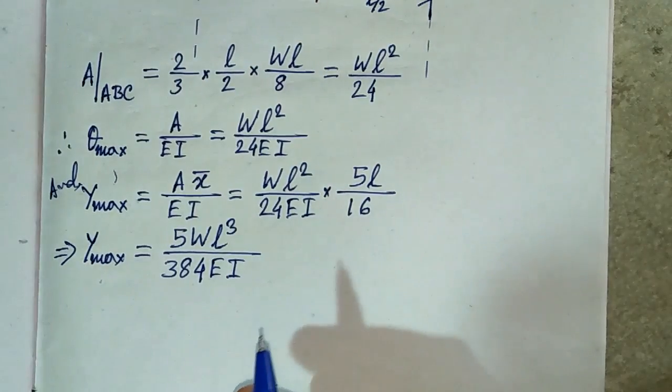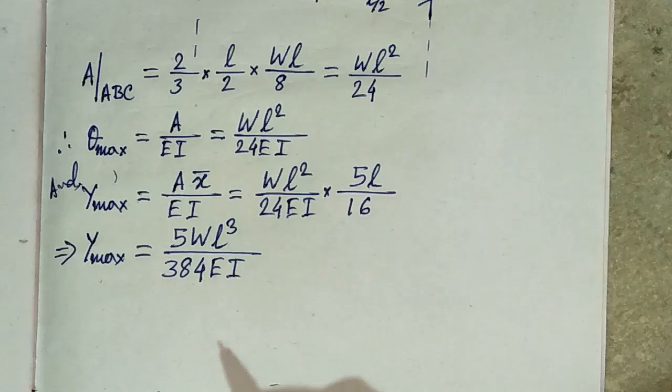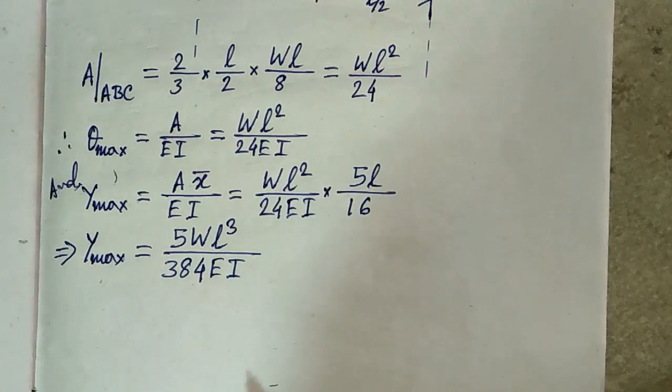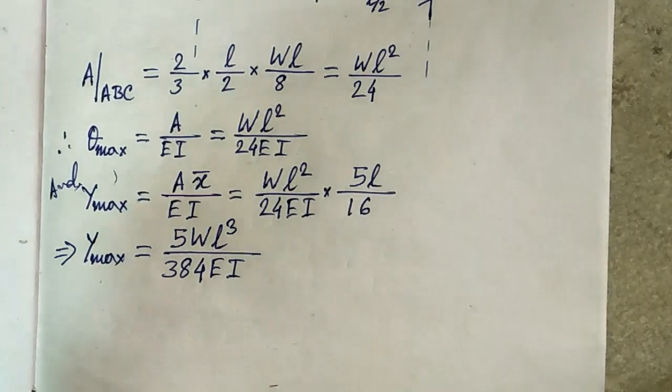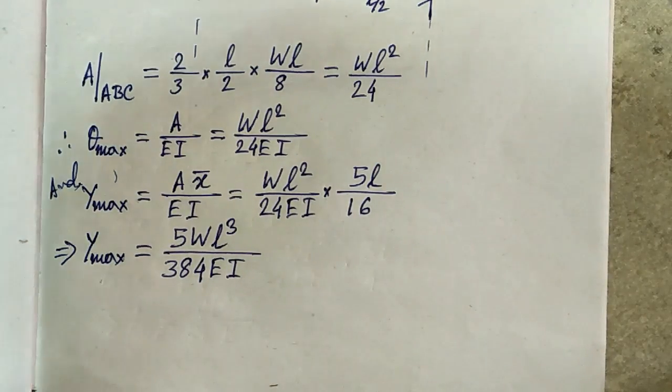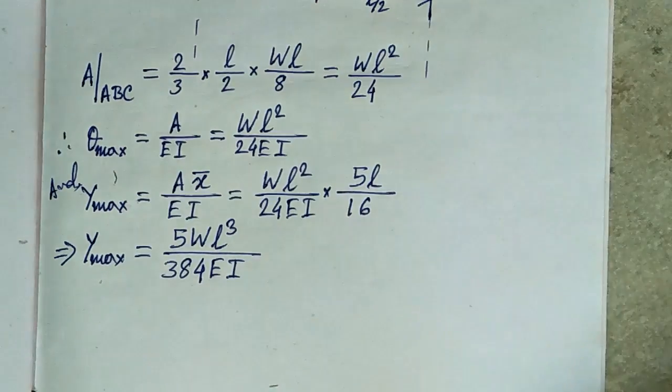In this lecture we have learned about the moment area method, and we have applied it to the cantilever beam and the simply supported beam, for point load and UDL. In the next lecture we will learn about the conjugate beam method, and we will also do some numericals on it. Thank you.